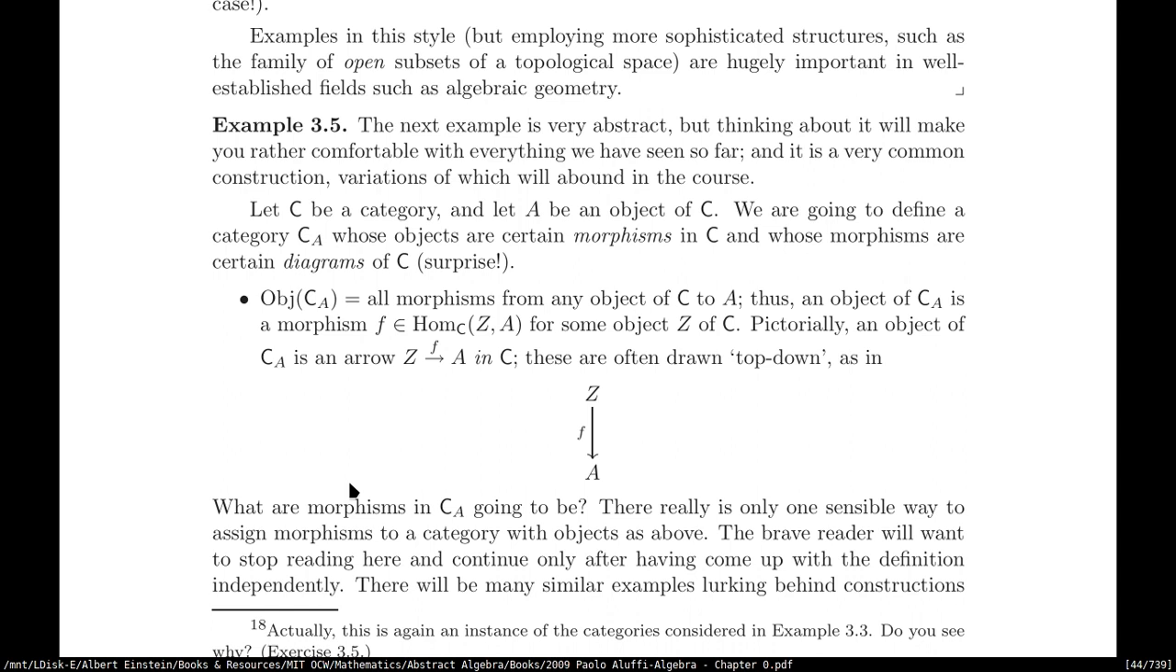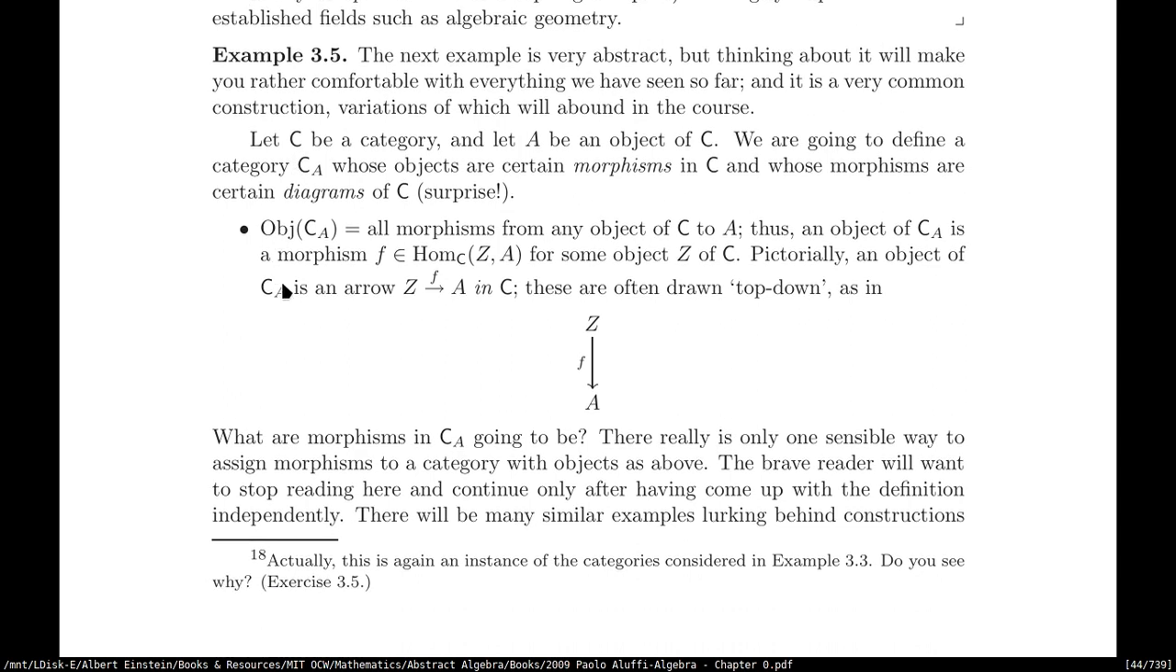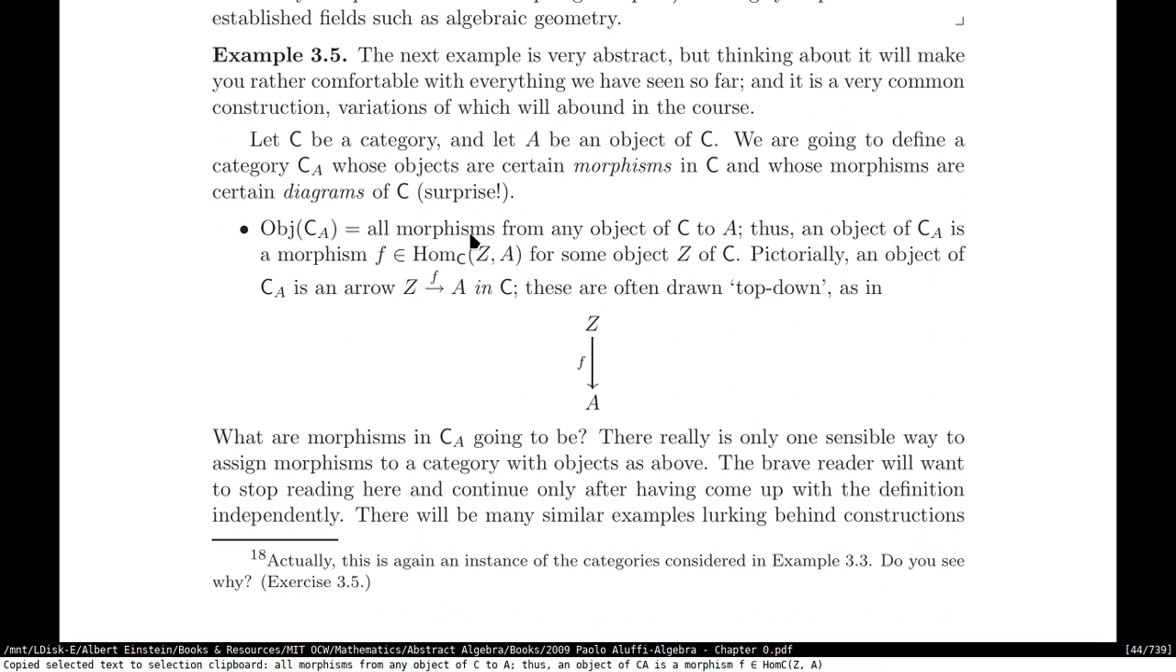So you have functions which are like morphisms, and they are the objects, and the morphisms of the category are the diagrams of C, right? So this CA is the category which we're talking about, and the CA is kind of induced from this category C, right? So here the class of objects of the category CA is all morphisms from any object of C to A, right? Thus, an object of CA is a morphism F, which is a morphism from Z to A for some Z of the category C, right? So these are your objects of the category CA.